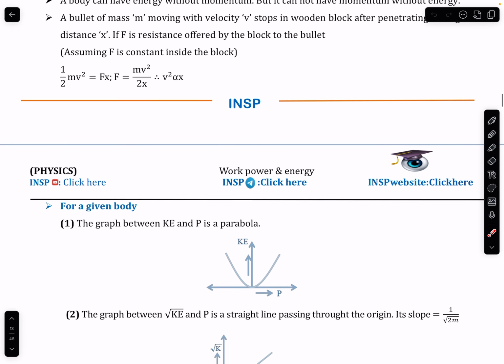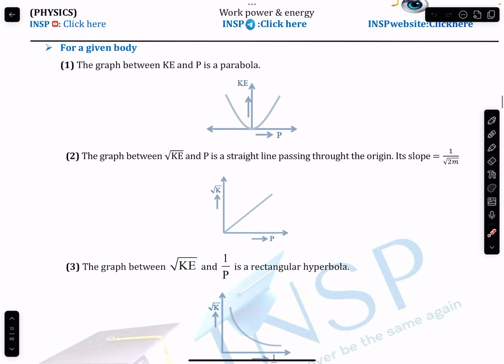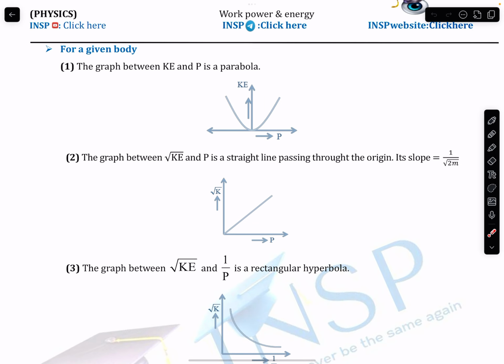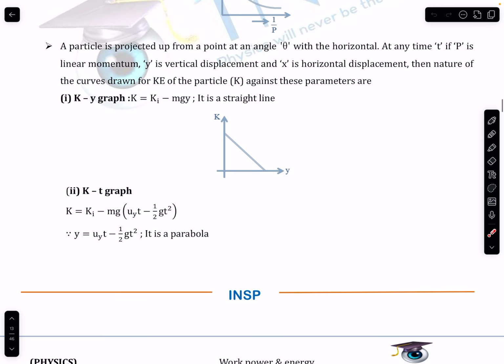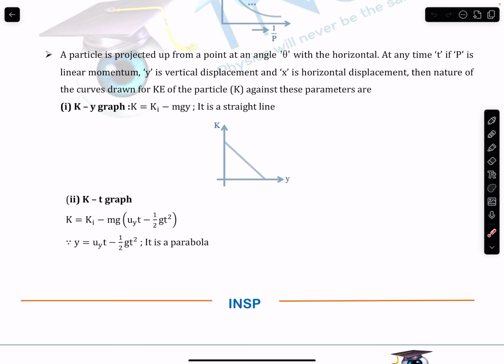Then yes, some graphs are there, as you know, JEE frequently asks these graphs. Kinetic energy versus momentum. So K is P square by 2m, so it is a y equal to x squared kind of graph. Root K versus P: P is equal to under root of 2mK, a y equal to mx line, a straight line. Then 1 by P, if we do, it will become a rectangular hyperbola. So these graphs are easy. I think no one will make a mistake in that.